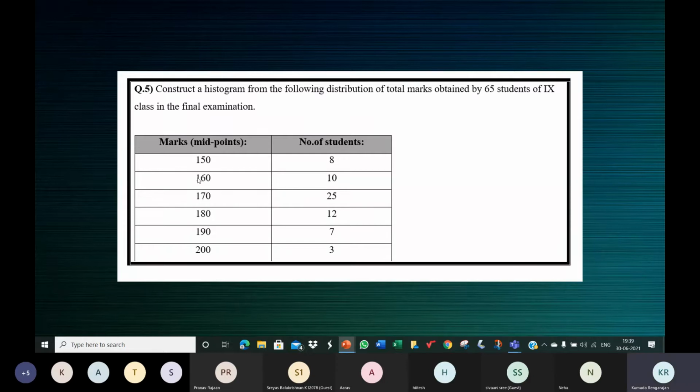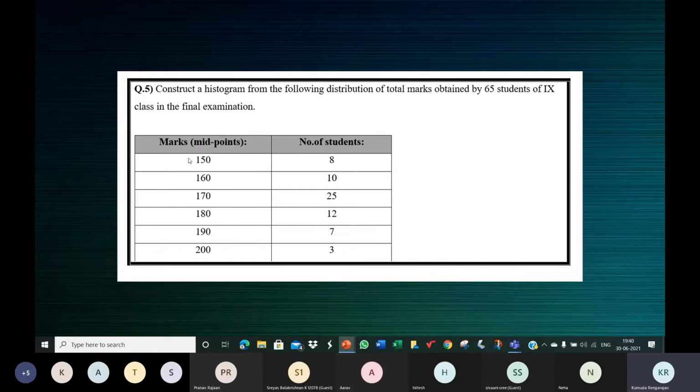The difference between any two consecutive class marks is the same, 10 everywhere, which means the class intervals have the same size. Now the difference is 10. Divide by 2: 10 by 2 is 5. Subtract 5 from 150, and add 5 to 150, to get the corresponding lower limit and the upper limit.